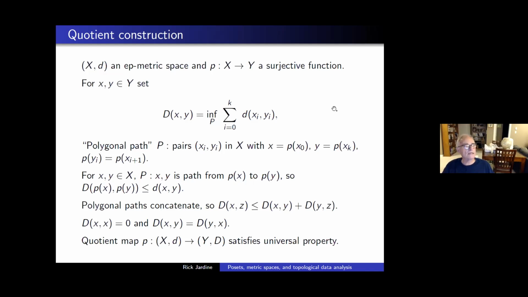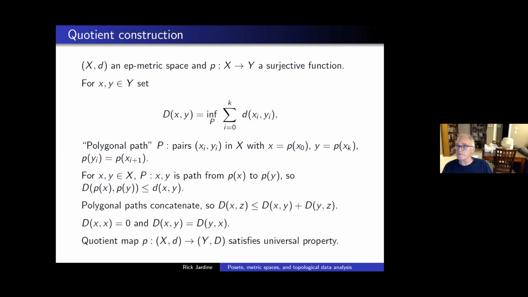So we'll see. If you have x and y sitting in X, the pair x, y itself is a path from x to y. So it has a certain length. And so this distance, as you define it, is an infimum along all such paths. And so the distance from p of x to p of y is less than or equal to the distance from x to y. Well, this distance induces an EP metric space structure on Y, and that's telling you that the map p is non-expanding. So it's actually a map from the EP metric space X to this newly constructed EP metric space Y that you get out of a set theoretic quotient.